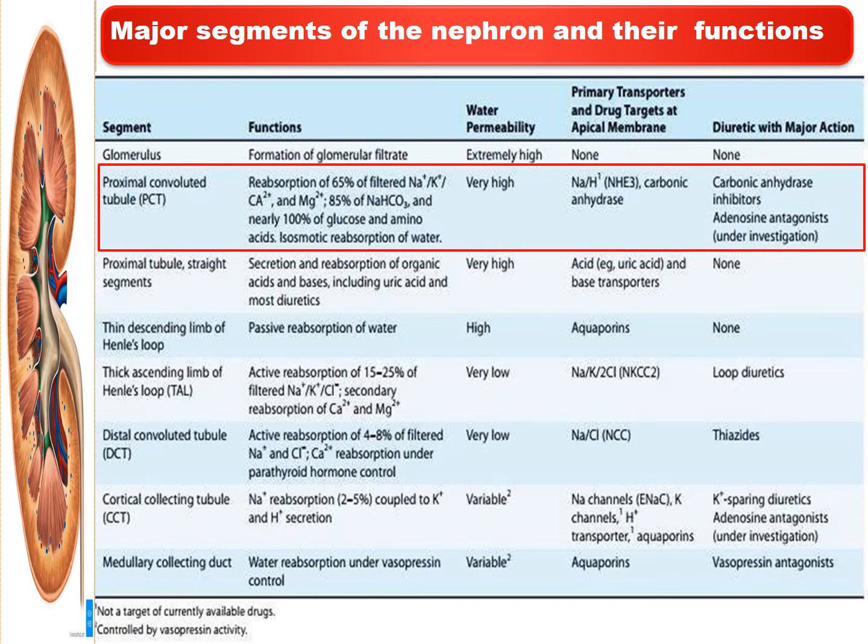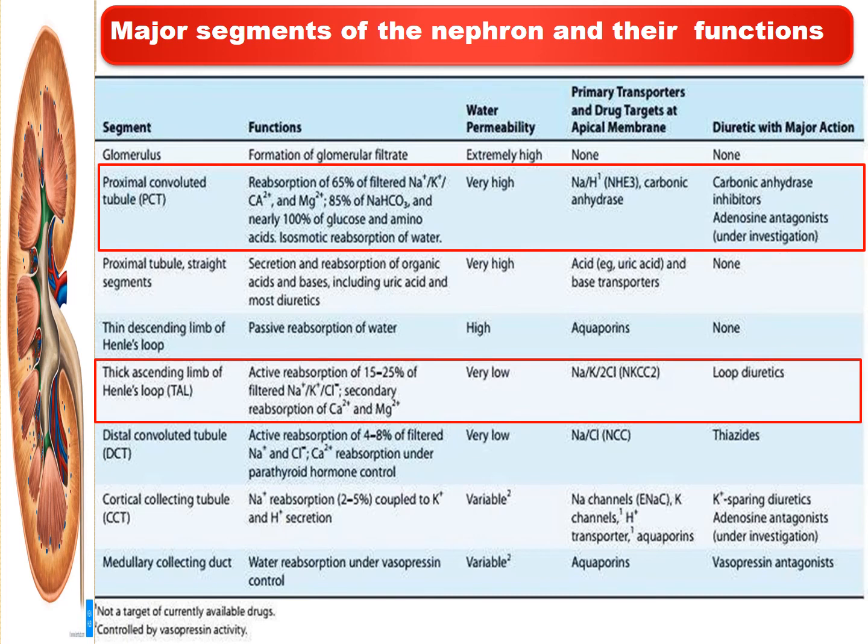And the major class of drug used as a diuretic agent at this site is the carbonic anhydrase inhibitors. The next is the thick ascending limb of the loop of Henle.